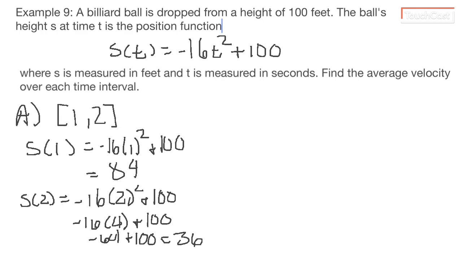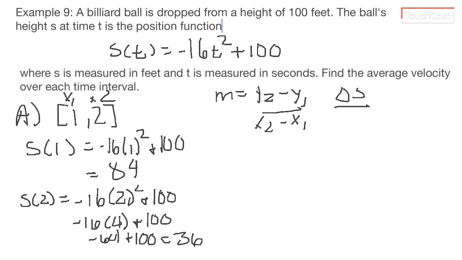And actually what we're going to do is we're just going to use the slope formula. We've got two x values, 1 and 2 for our x values. S of 1 and S of 2 are our y values. And if you recall from algebra, finding the slope is just y2 minus y1 over x2 minus x1. It's just the change of y over change of x. So in this case, it's change of s over change of t, because we're dealing with s and t.